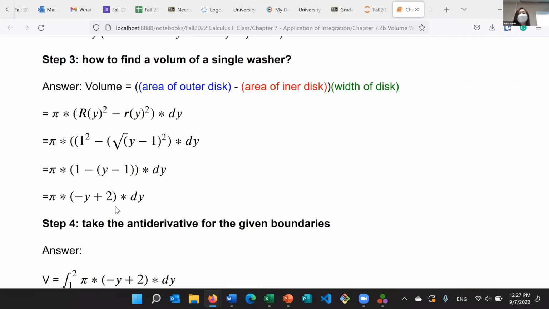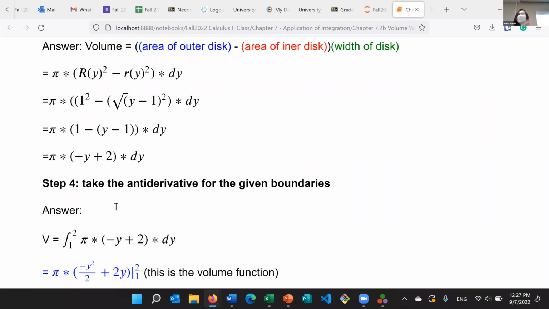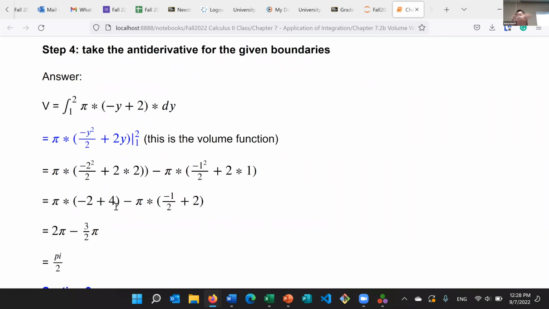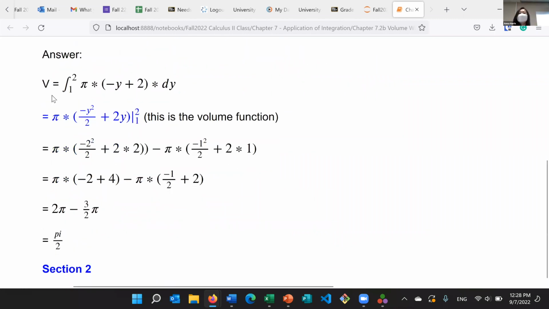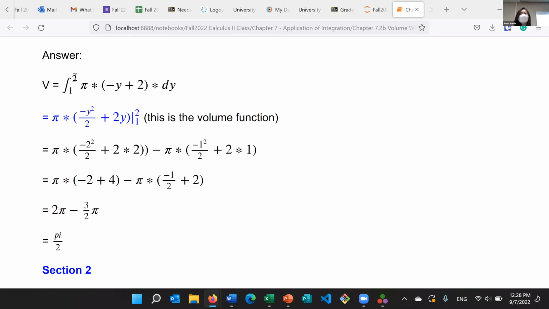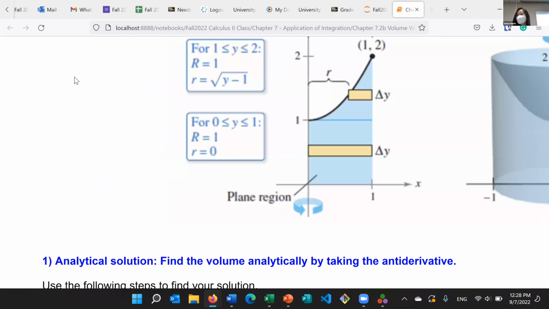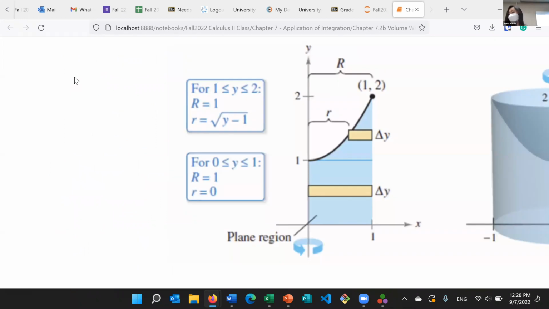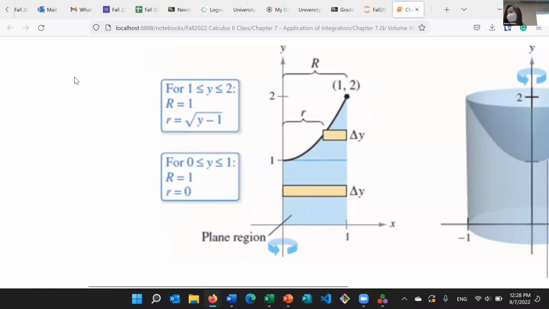All right, but I'm not interested in a single washer. I want the entire washer, addable together. So I'm going to take the antiderivative between what? 1 to 2. Did everybody see where this 1 and 2 come from? Remember your picture? It's 1 to 2. Right? Everybody with me? Okay.